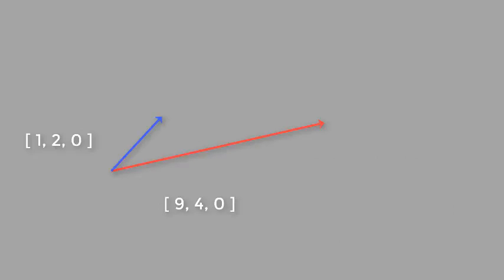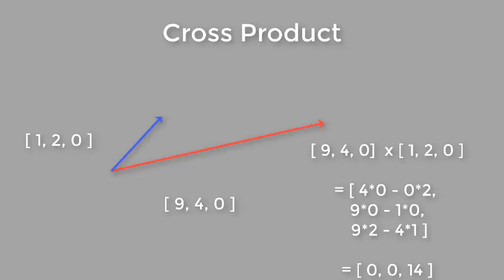The second way of multiplying vectors is called the cross product. It is calculated with this formula, and the result is a new vector, also called the normal vector, which is perpendicular to both original vectors.